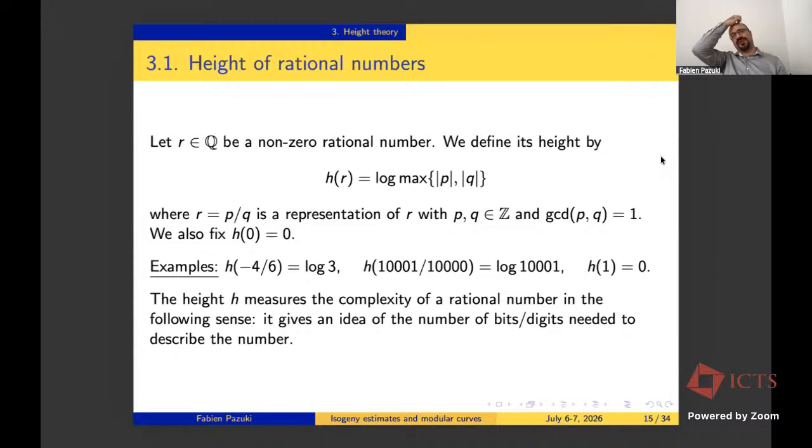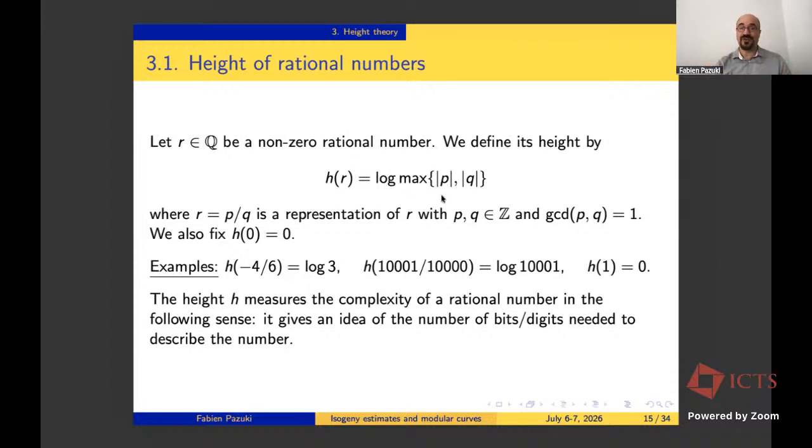Okay, so let's start with the basic stuff. Maybe a bit easy, but still fun, I think. Take a rational number, non-zero just because it's a bit easier. Define its height as follows: we take log max of |p| and |q|, when the number we picked is written as p over q. So r is just p over q. p and q can be taken as integers, and you can even ask that the GCD is 1. This is what you ask for when you compute the height.